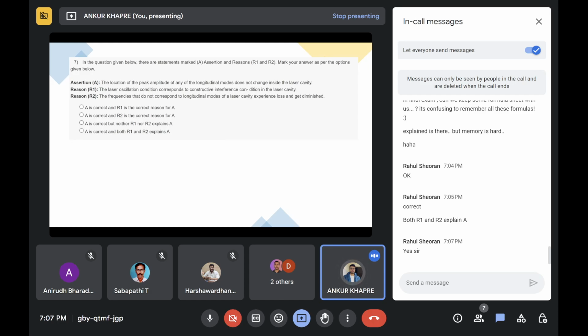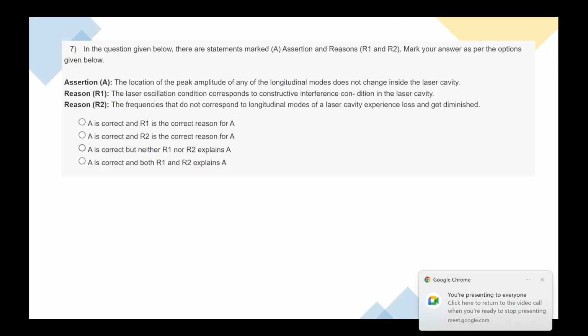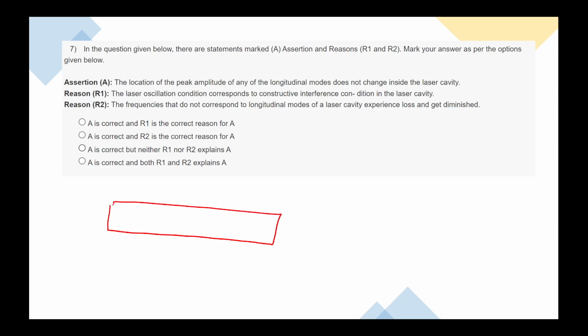Time is changing. At a particular time we get constructive or destructive interference. The location is the same. I'll just show you here. Suppose we have one Fabry-Perot period, and we have constructive and destructive interference. Just assume it like this.